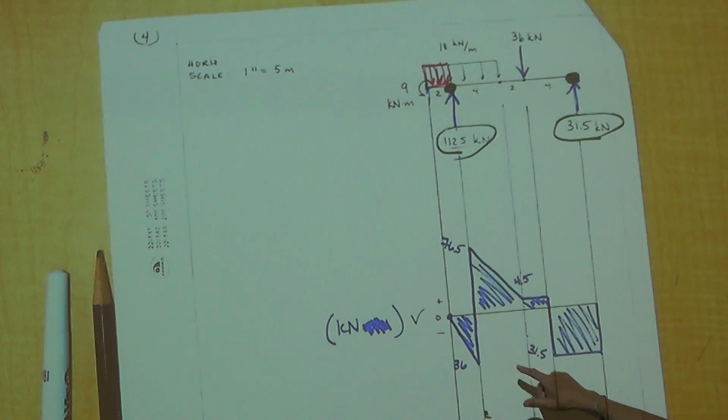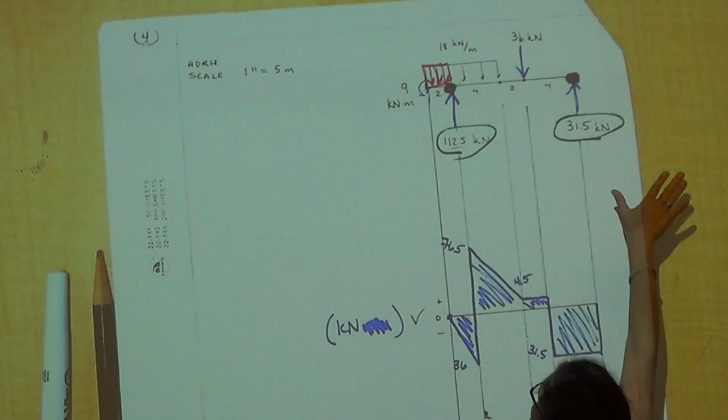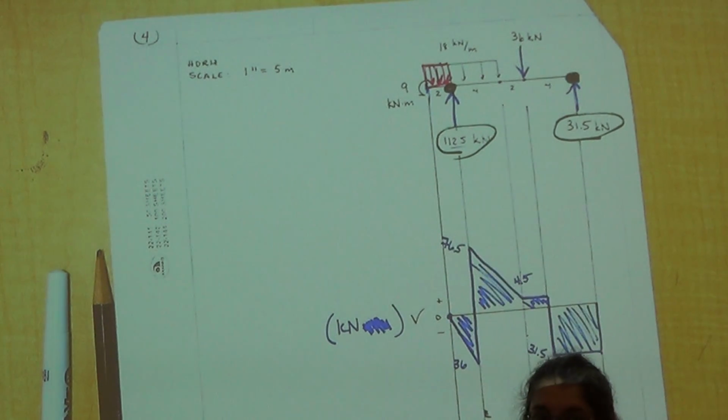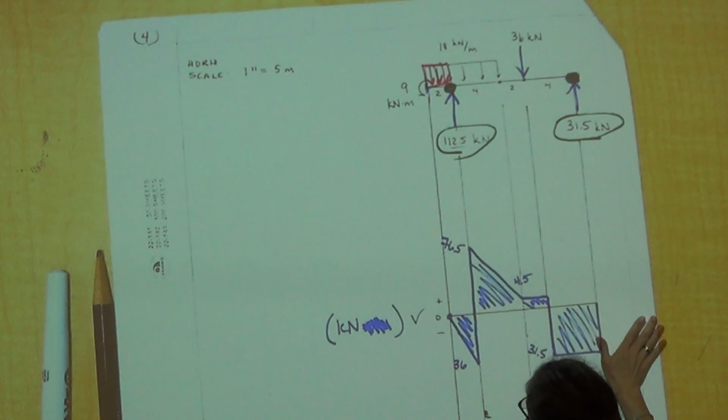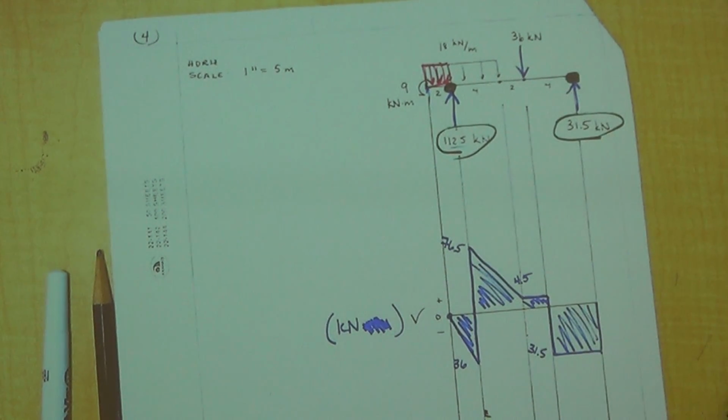You can't say the maximum shear is at a certain point. You cannot say maximum shear is at a support. Maximum shear is where the distributed load is. Maximum shear, you can't make an overall statement. You have to draw it first, because the shear diagram is a function of all the different forces that are on the system. So it's not until you draw the whole shear diagram that you can see where the maximum shear is.